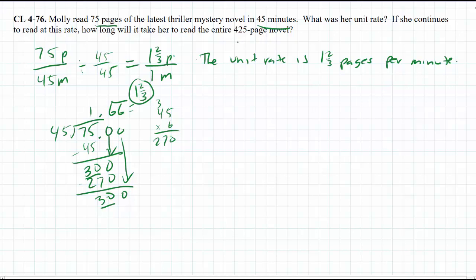I think what I'm going to do is test to see if the 75 pages goes into 425. So let's actually write the proportion. 75 pages for every 45 minutes equals 425 pages in x minutes.